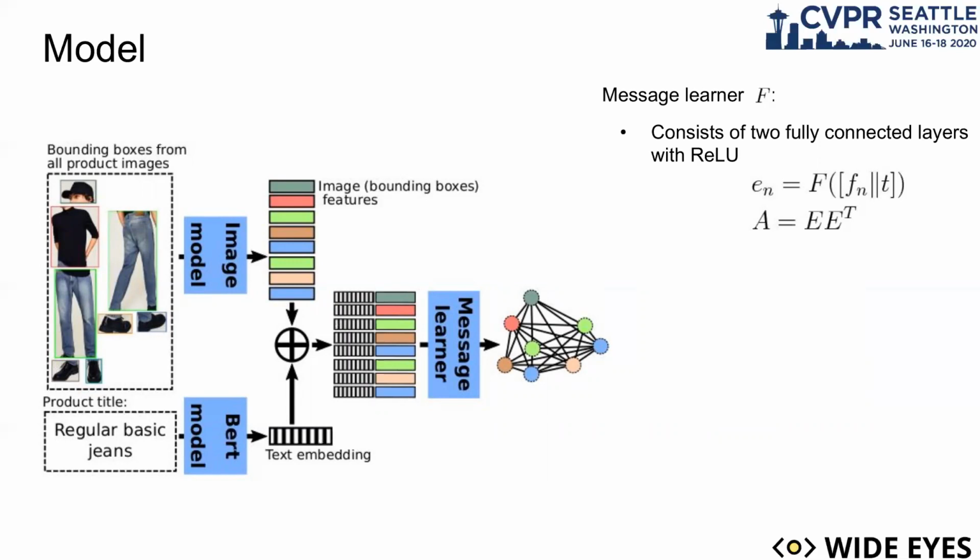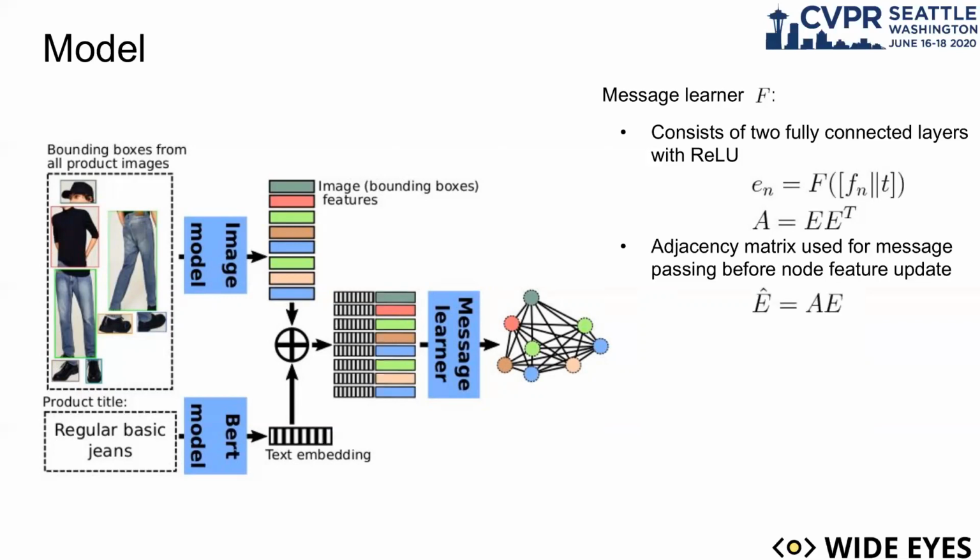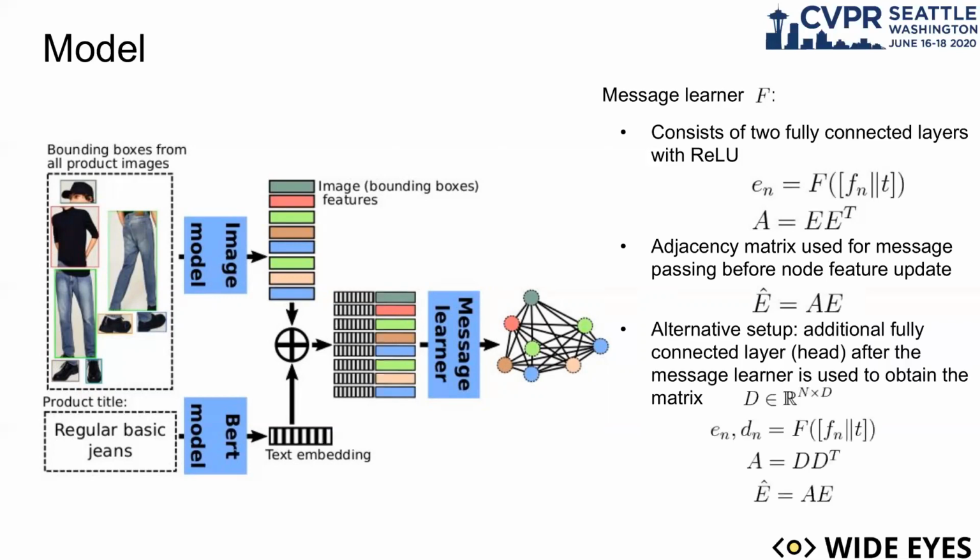When these features for each sample, for each bounding box, are stacked together, we get the matrix E. The multiplication of this matrix E with its transpose gives us the adjacency matrix. And then we can use this matrix in order to update the node features. This is the main thing that we do, but we also have another variant.